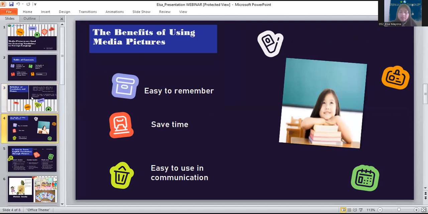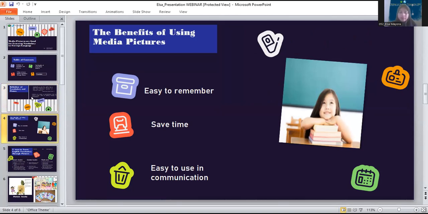Right now, I will discuss the benefit of picture learning and vocabulary. According to an article that I have read in My Daily English, number one is easy to remember. The first benefit of learning English with pictures is that you can memorize vocabulary easily. When you communicate in English, your brain will direct you to the image associated with the vocabulary you have learned.